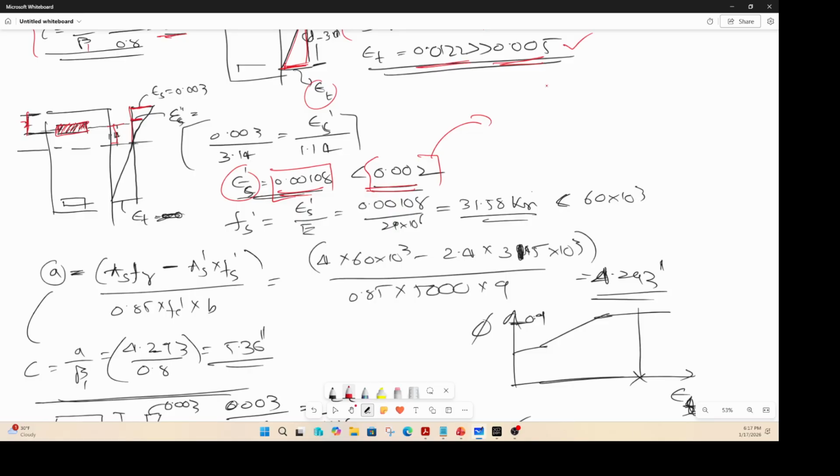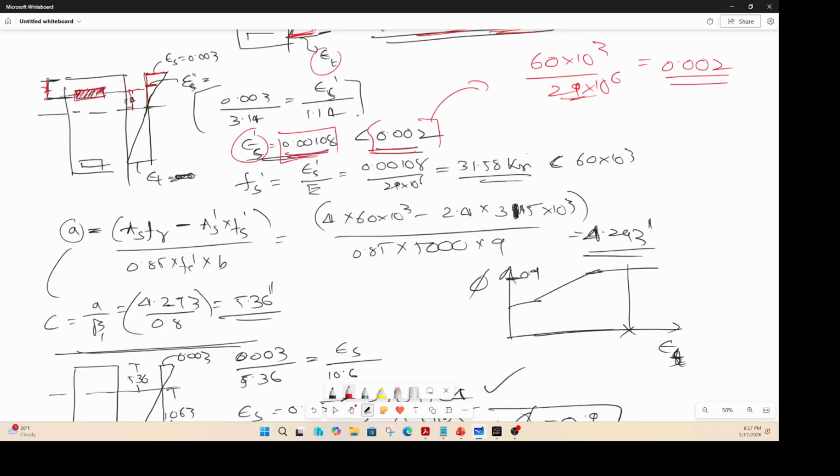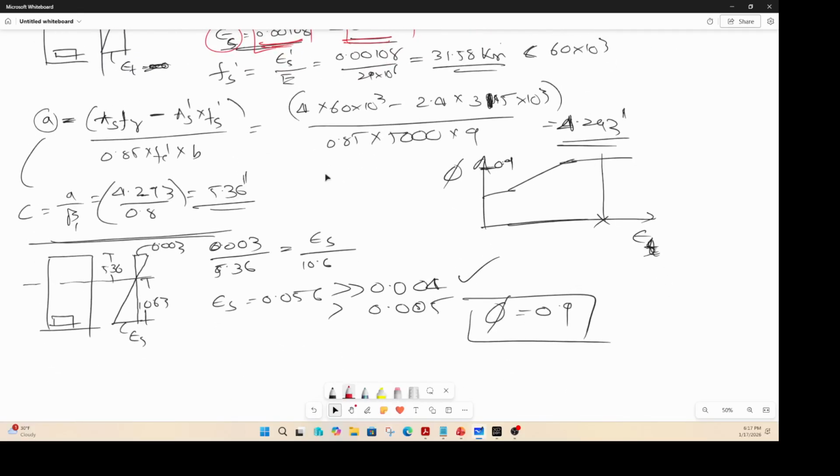What is 0.002? You have 60 into 10 cube for steel divided by the Young's modulus of steel, that is 0.002. That is the yield strain, but this is less than the yield strain. That means the compression steel has not yielded. That means you need to recompute your depth of Whitney stress block, the A value here. You recompute that and you find your A value is 4.293 inches, way better than last time.